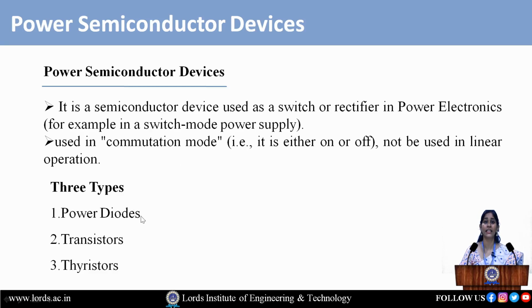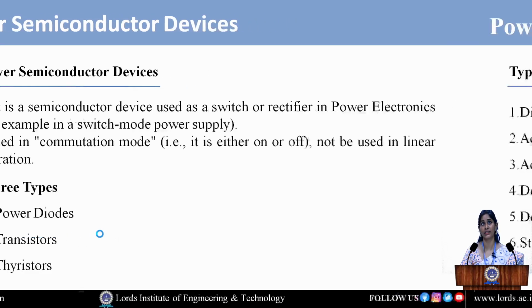We have three types of power semiconductor devices. The first type is power diodes. The diode is an uncontrolled device. That means whatever input I give, that same will come as output. I may not have any control on the diode. The next type is transistors, and the third one is thyristors. These are all the basic types we have in semiconductor devices.